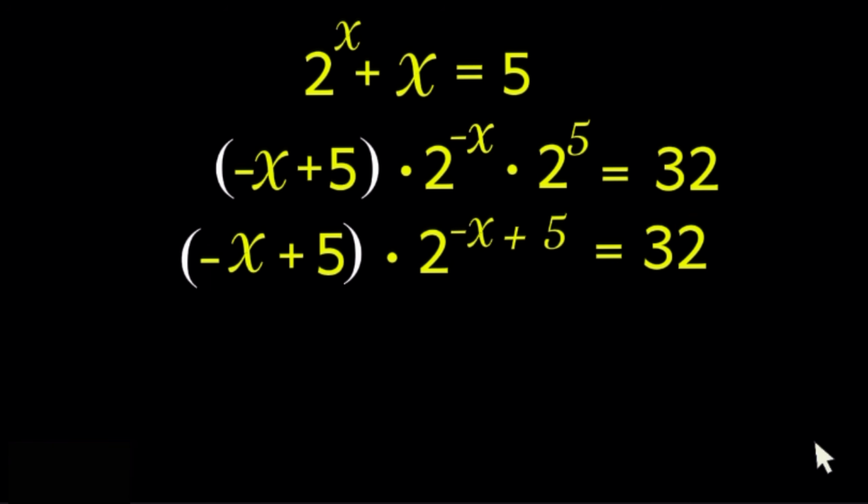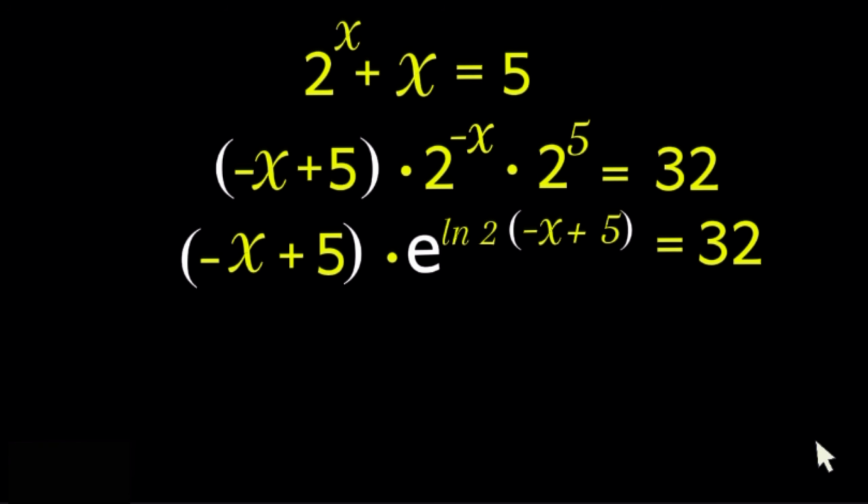Now, let's continue immediately. The only issue is that our base is 2, but for this method, we need the base to be e. So we fix that by using a very important identity, which says that any number can be written in terms of e. Specifically, 2 can be written as e raised to the power of natural log of 2. So we replace the 2 with e raised to the power of natural log of 2. And now the expression becomes (negative x plus 5) multiplied by e raised to the power of natural log of 2 multiplied by (negative x plus 5) is equal to 32.